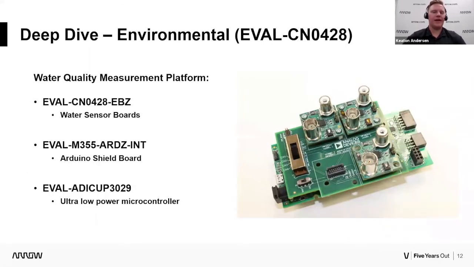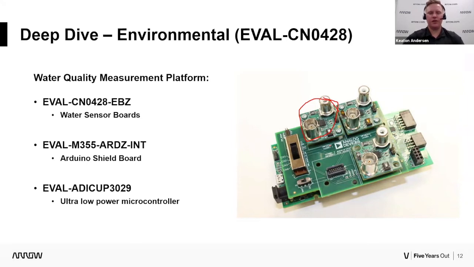The next one we'll look at is these water quality boards, right? So if you look here on top of this, let's see if I can annotate on it. Right here on top, these are going to be your water sensor boards. Those are the CN0428. And then under here, you're going to have both an Arduino sensor board, that Arduino Shield board style, as well as that microcontroller that will take those measurements. So this is a way that you can get it.